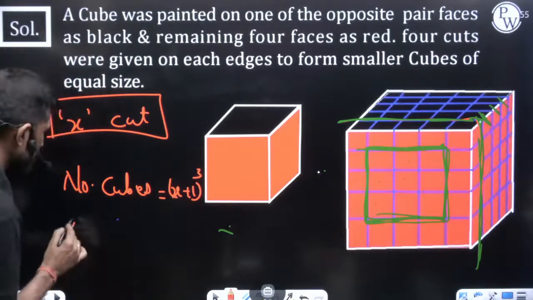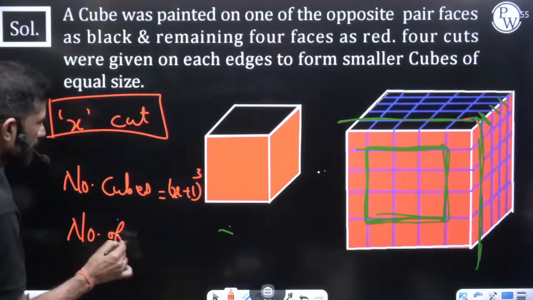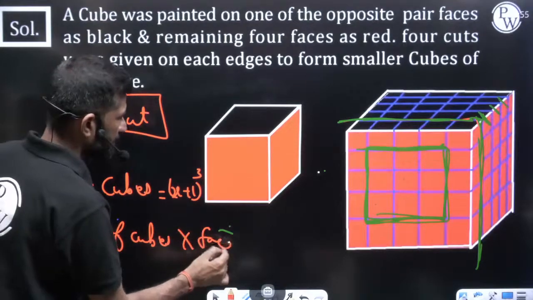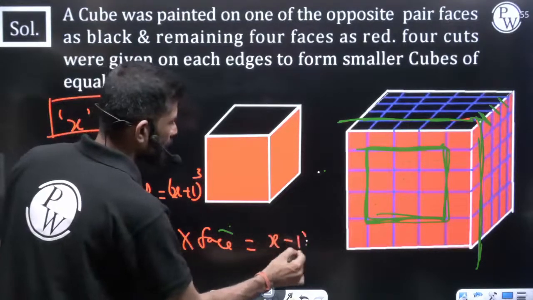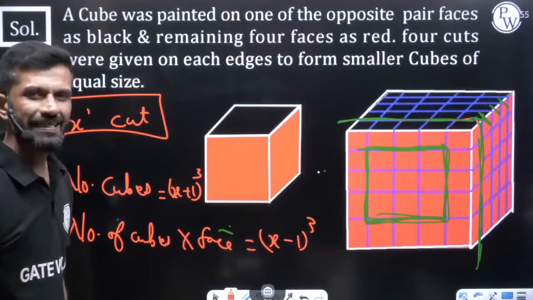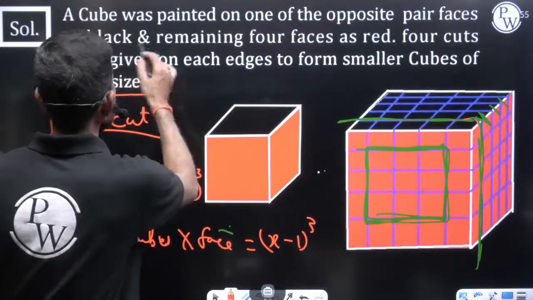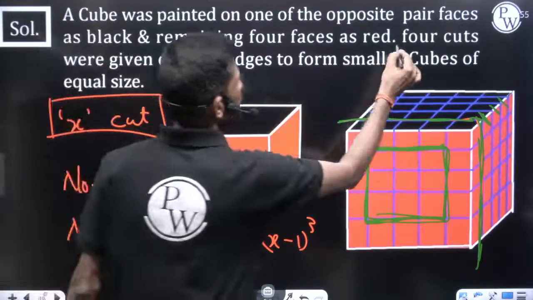Now, number of cubes having no face painted will be (x minus 1) power 3. How many cuts are we giving? We were giving 4 cuts.